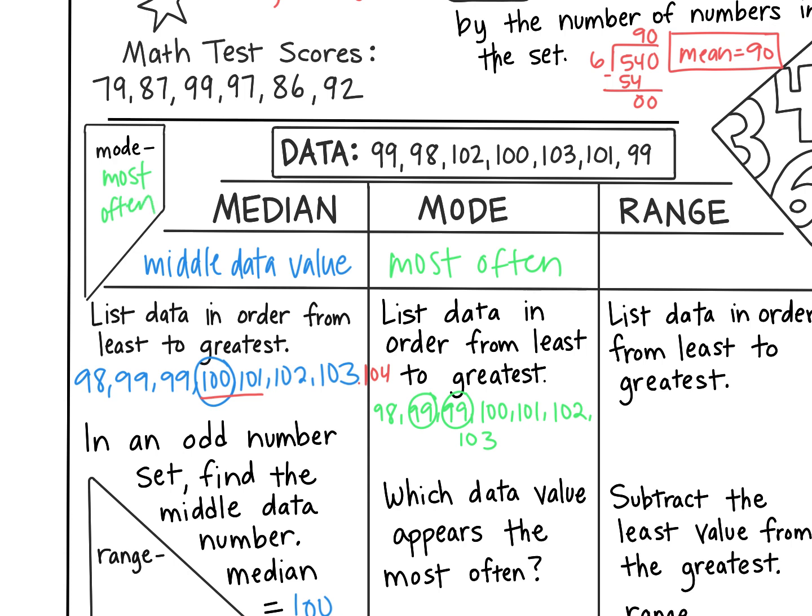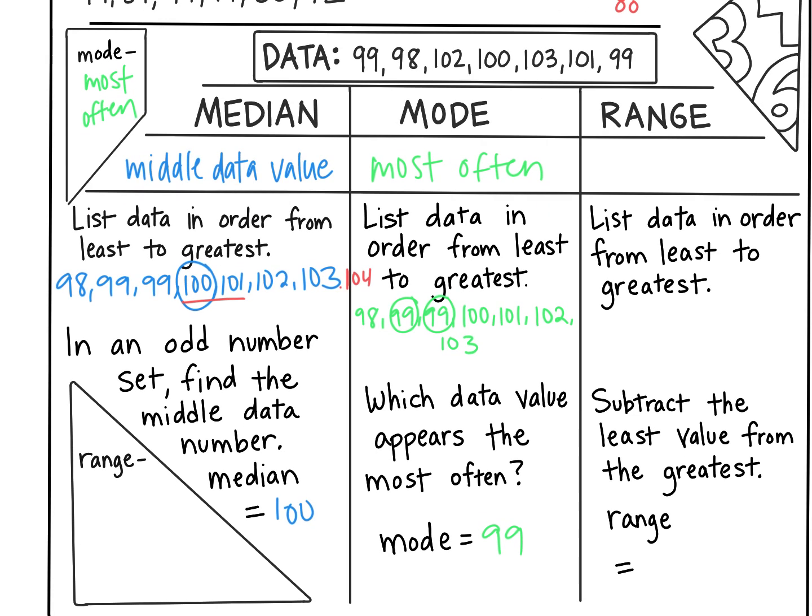Okay, and the last one is range. Range, you start out the exact same way as you do with median and mode by listing all of your data from least to greatest. But range is when you find the difference between greatest number and least.